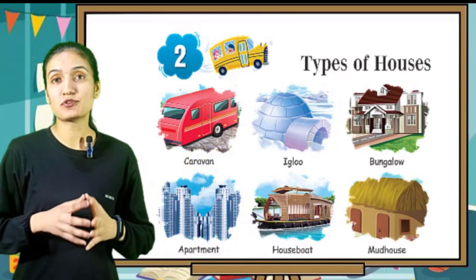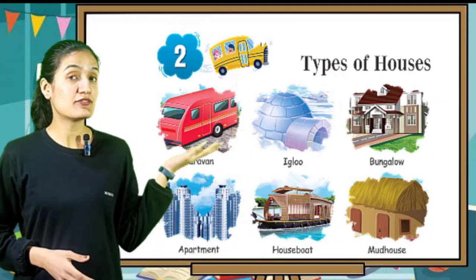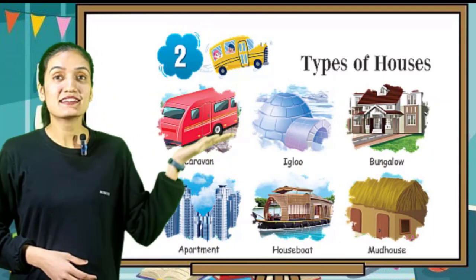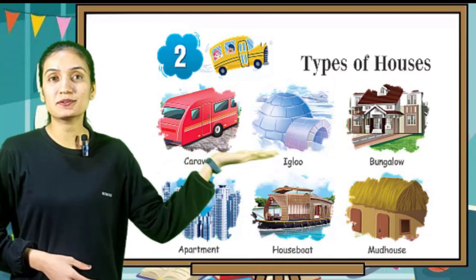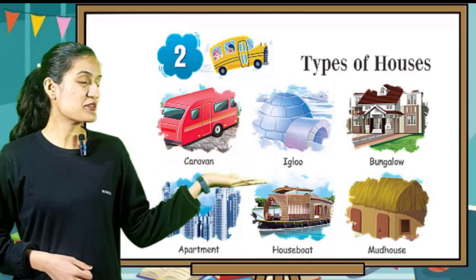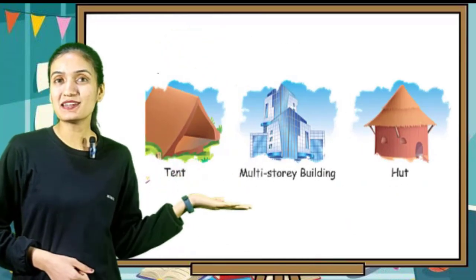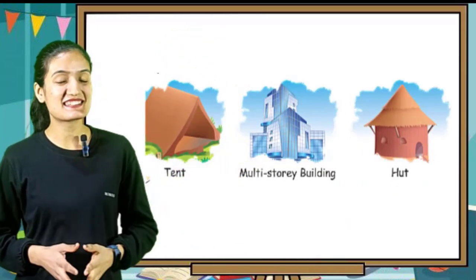Chapter 2, types of houses. There are various types of houses. Let's see. Caravan, igloo, bungalow, apartment, houseboat, mud house, tent, multi-story building and hut.